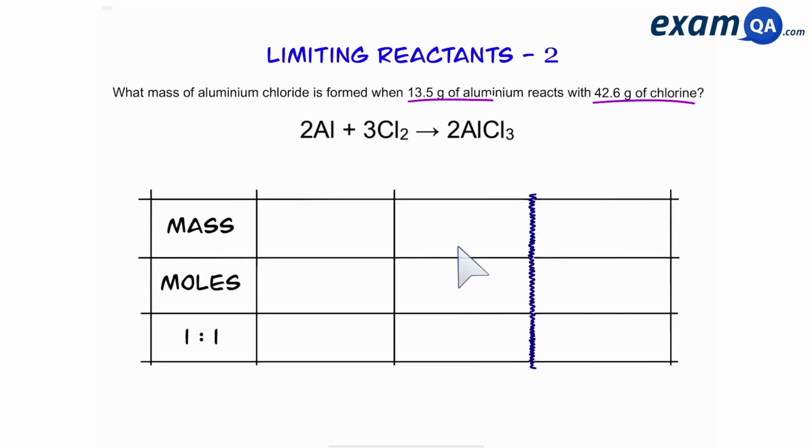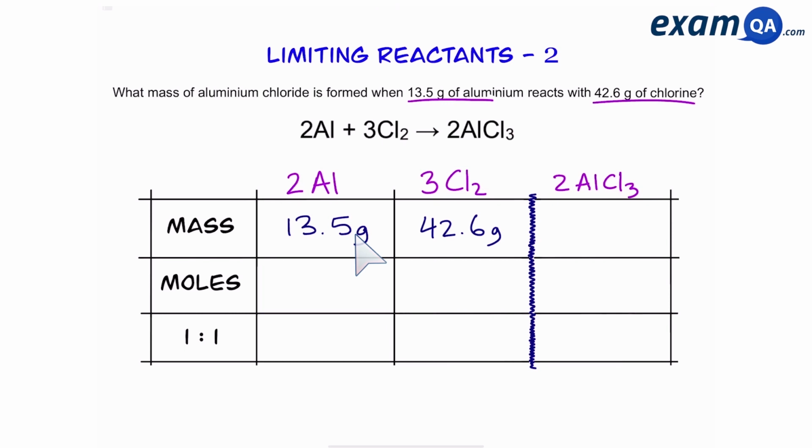Next, we're going to make a table like this. So mass, moles, and 1:1. I'll show you how this works. We're going to write down the reactants on the left, and the squiggly line is just there to show the difference between reactants and product. Now we're going to write down the mass of the reactants. So we know aluminium is 13.5 grams, chlorine is 42.6 grams.